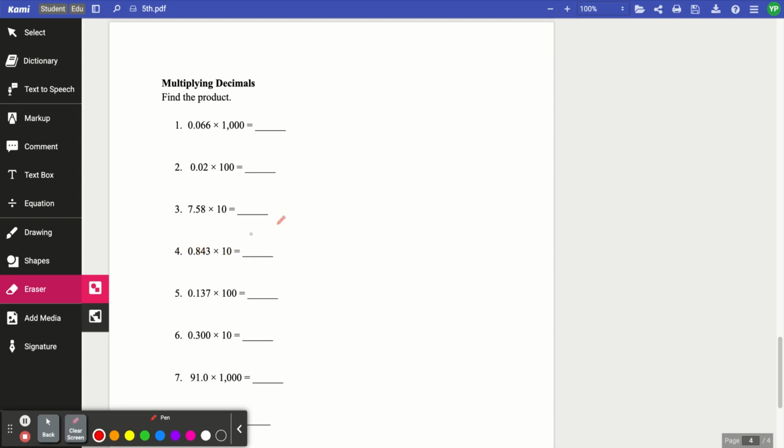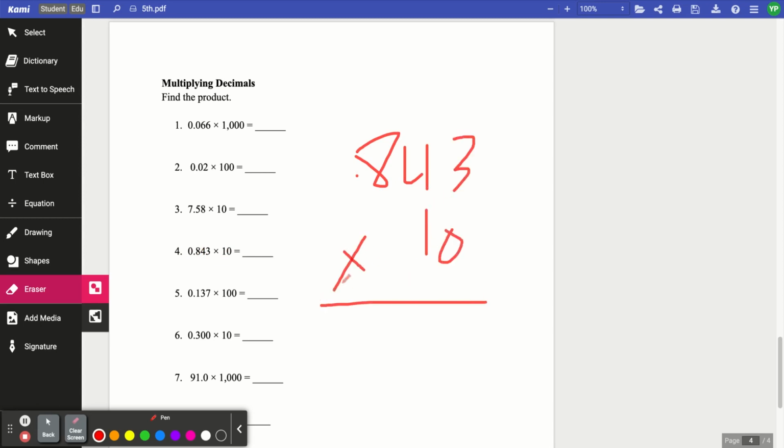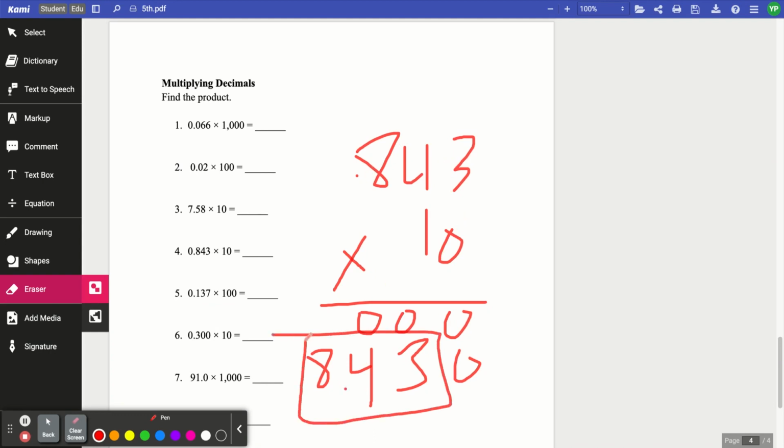So let's try another one. Let's do number 4: 0.843 times 10 times 10. The first row can all be 0. So 0 times 3 equals 0, 0 times 4 equals 0, 0 times 8 equals 0. And we move on to the next layer. We start with a 0. 1 times 3 equals 3. 1 times 4 equals 4. And 1 times 8 equals 8. Since it's in the hundreds place, you count 1, 2, 3, and we put it right here. The answer is going to be 8.43 for number 4.